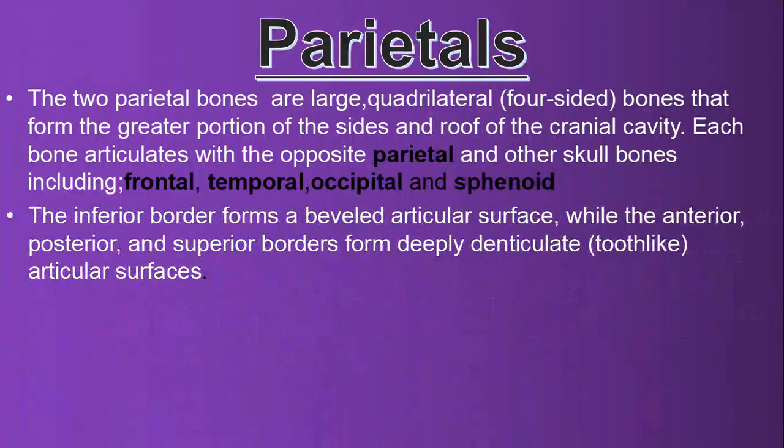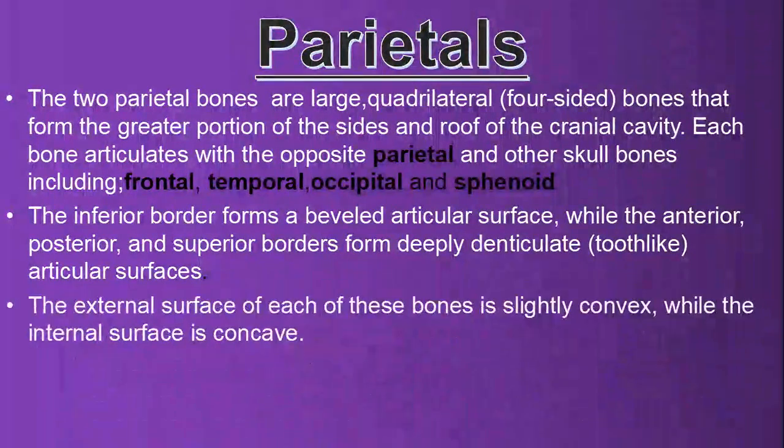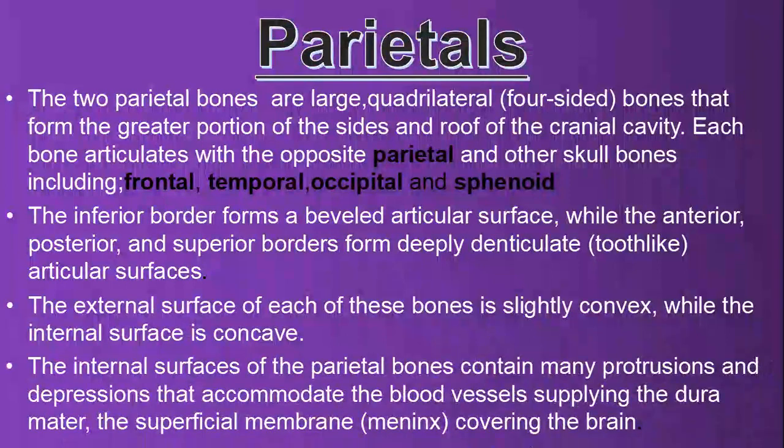The inferior border forms a bevelled articular surface, while the anterior, posterior, and superior borders form deeply denticulate, or tooth-like, articular surfaces. The external surface of each of these bones is slightly convex, while the internal surface is concave. These are the facts about the parietal bones.